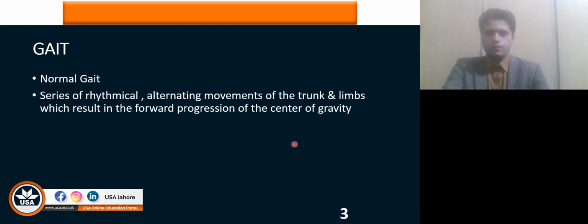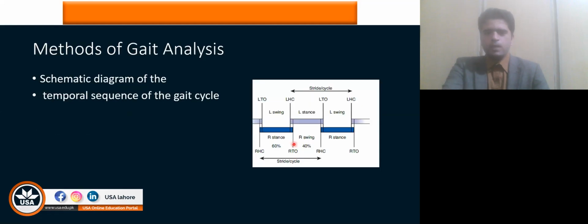So if you remember what I've told you, a normal gait was an alternating movement of trunk and limb, and it is actually composed of stance phase and swing phase. We will discuss them in the next slide. You have to just remember that the stance phase is 60% and the swing phase is 40% of the gait. So that is one method of analyzing the gait, which I am trying to describe to you.